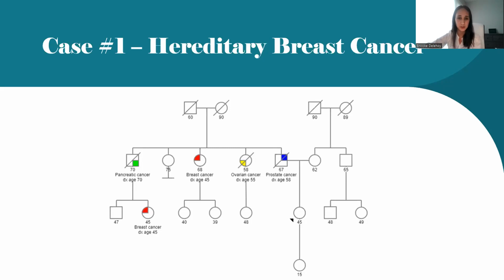So as we can see, the patient's father was diagnosed with prostate cancer, and so he's designated with blue. The patient's paternal aunt was diagnosed with ovarian cancer, designated in yellow. The patient's other paternal aunt was diagnosed with breast cancer, which is red. And then the patient's paternal first cousin was also diagnosed with breast cancer, designated in red. Lastly, there is another paternal uncle diagnosed with pancreatic cancer, and that's designated in green.